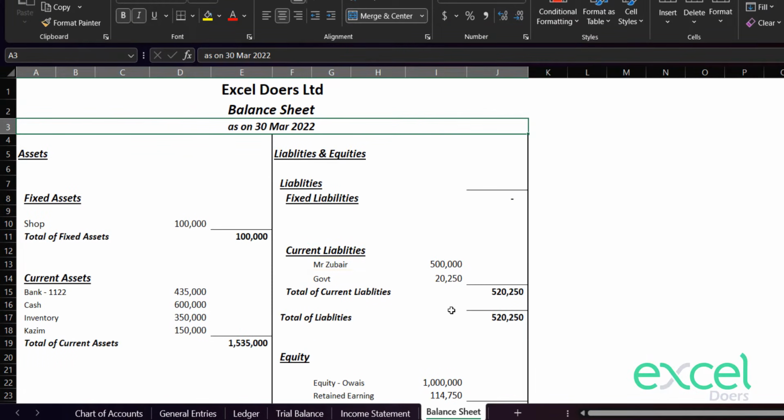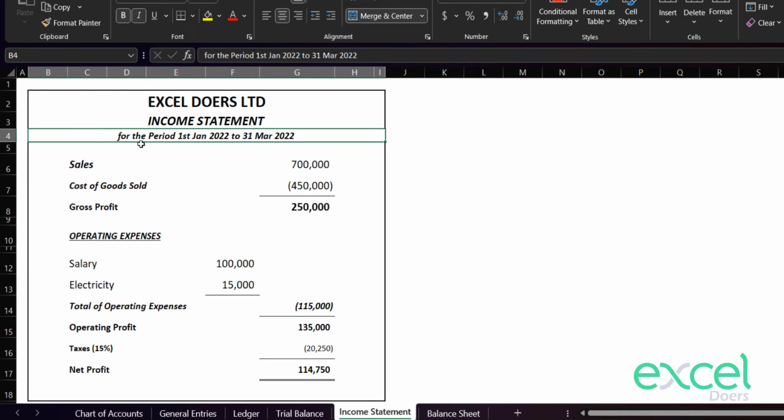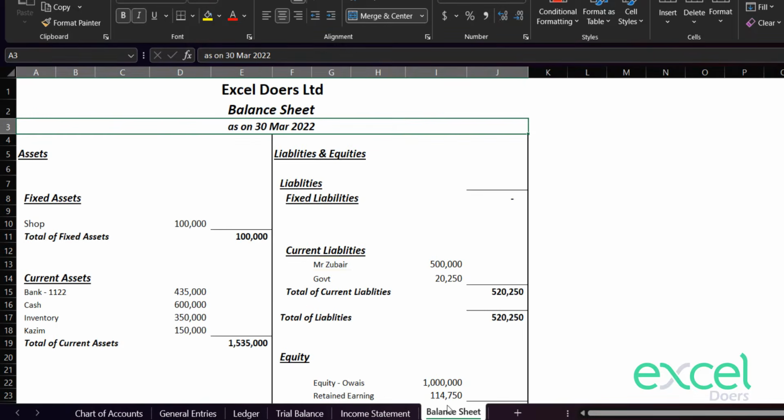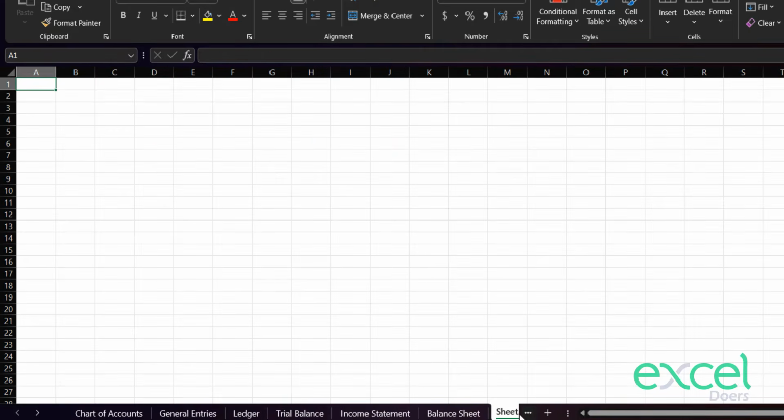For the cash flow statement, please also remember it is also created for a certain period. So we will also use this particular statement that says for the period 1st Jan 2022. Before we understand the cash flow statement further, let's create the format for the cash flow statement.